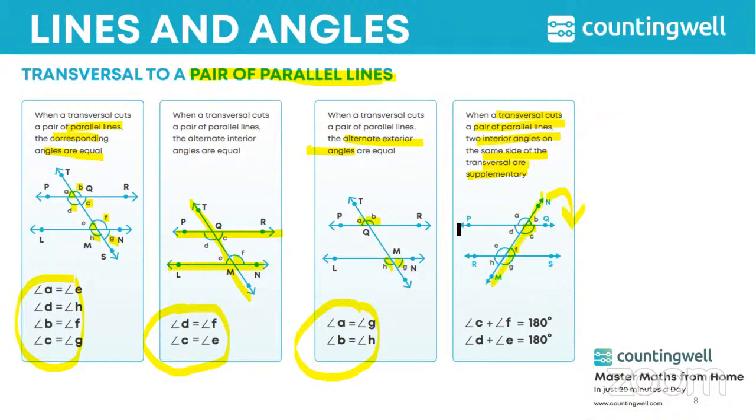Here NM is a transversal to parallel lines PQ and RS, and C and F are the interior angles on the same side of transversal NM. So their sum is 180 degrees. That is, they are supplementary. Also, angles D and E lie on the same side of the transversal, that is on the left side of transversal NM, and their sum is 180. That means they are supplementary.